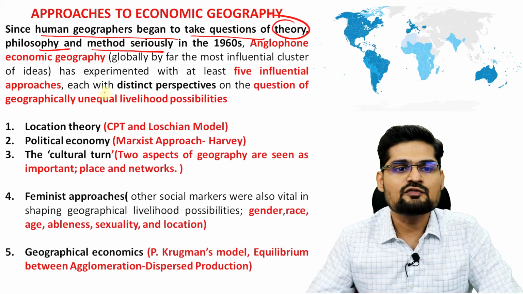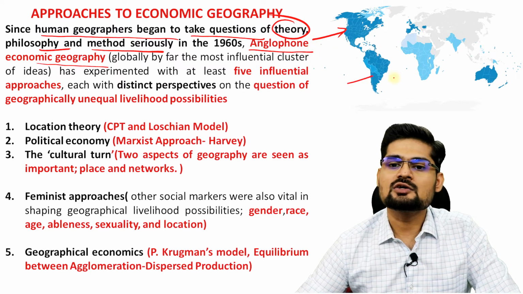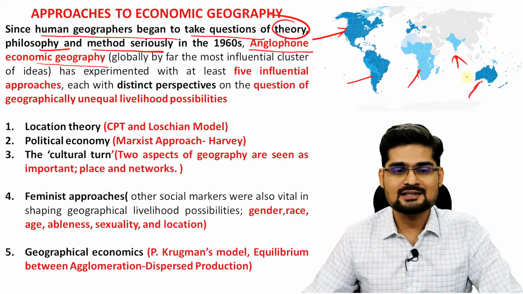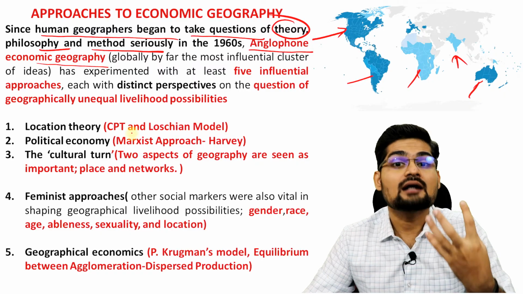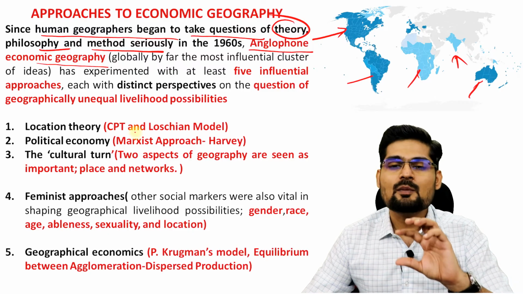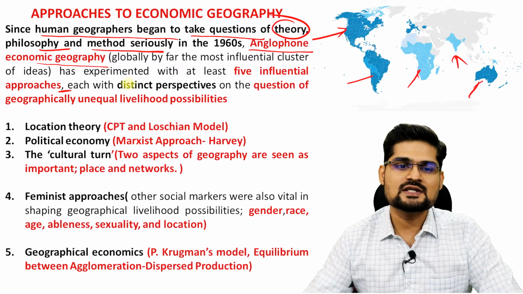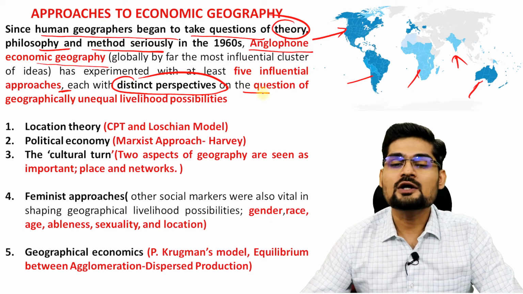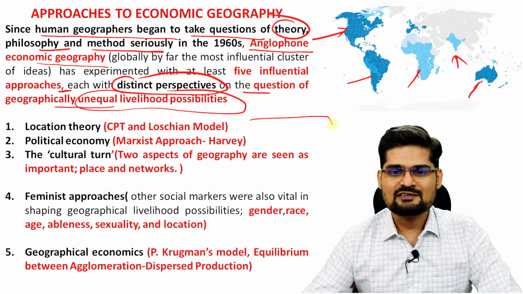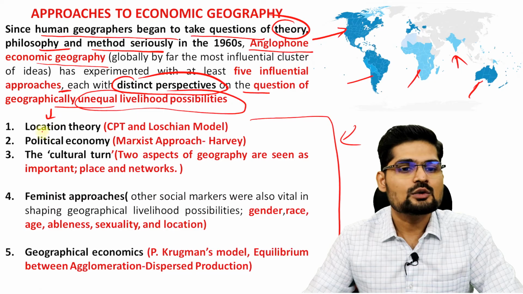So we say Anglophone economic geography. Anglophone is the English-controlled area or English-speaking world, especially the Anglophone countries, where economic geography has primarily been understood, discussed and researched since 1960. So these approaches come from the Anglophone countries of the world. Five influential approaches with distinct perspectives on the question of geographically unequal livelihood possibilities. So what are these five approaches? If you look here, this is a summary of approaches. You can note it down. The first one is the locational theory approach.